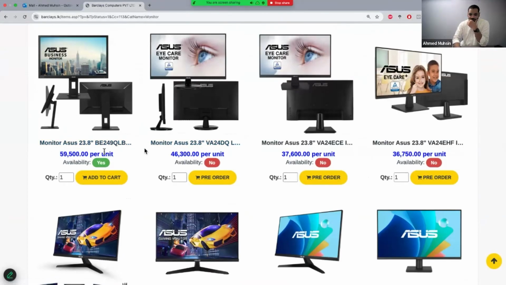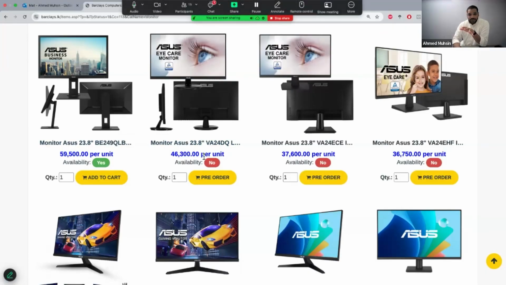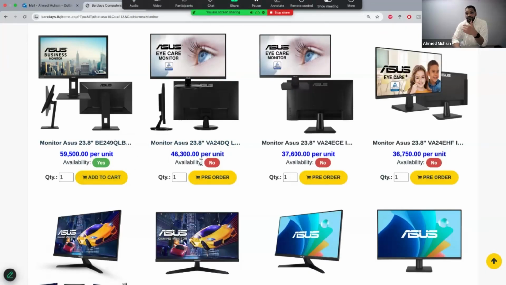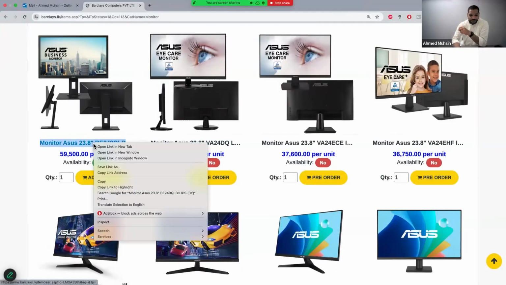Both monitors are the same in terms of screen size, aren't they? But there is a price difference of 59.46, more than 10,000 rupees between the two. So let's see why this difference exists.